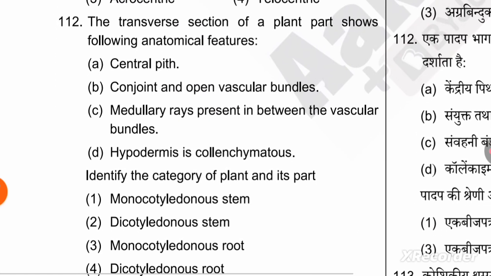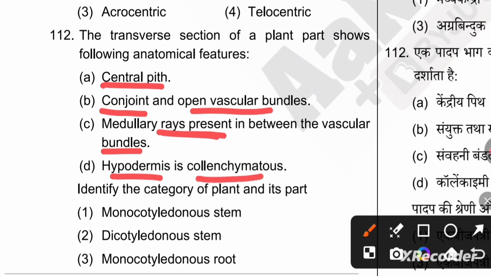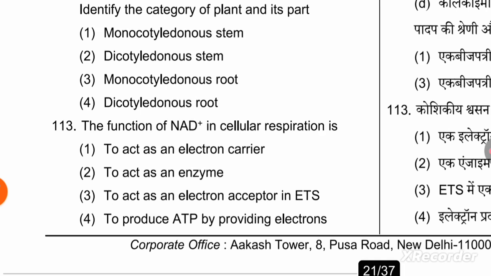The transverse section of a plant part shows the following features: a central pith, conjoint open vascular bundles, medullary rays present in between the vascular bundles, and hypodermis is collenchymatous. We need to find out whether these characteristics belong to monocot stem, dicot stem or monocot root. Here these characteristics we can find in a dicot stem. So dicot stem is the right answer. Let us move to the next question.